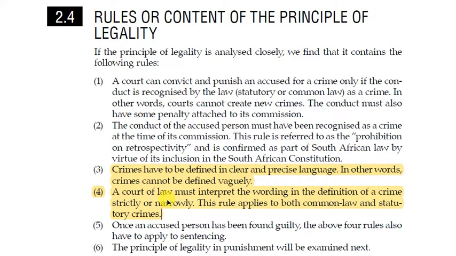A court of law must interpret the wording in the definition of a crime strictly or narrowly. This also supports the statement that says it must be stated exactly or it must be explained clearly. What do they mean when they say a person must not behave inappropriately? I think I've explained enough.